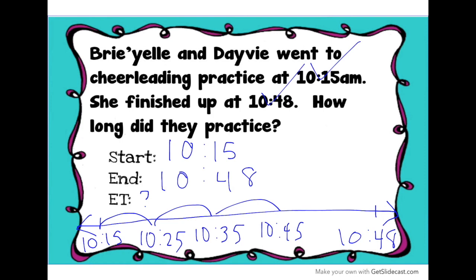Let's do that together. 10:45, 10:46, 10:47, 10:48. Now we count our jumps. 10 here, 10 here, 10 here, and then each of these were 1. 10, 20, 30, 31, 32, 33 minutes.